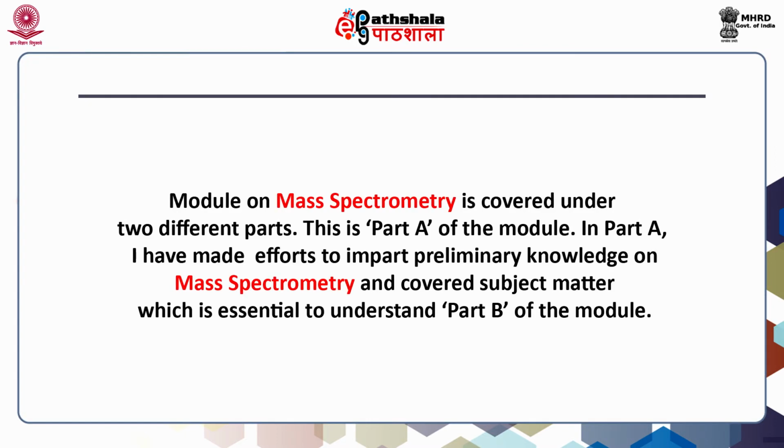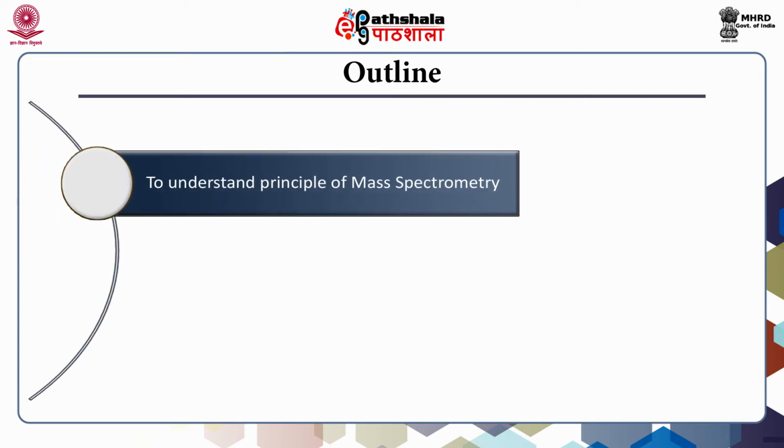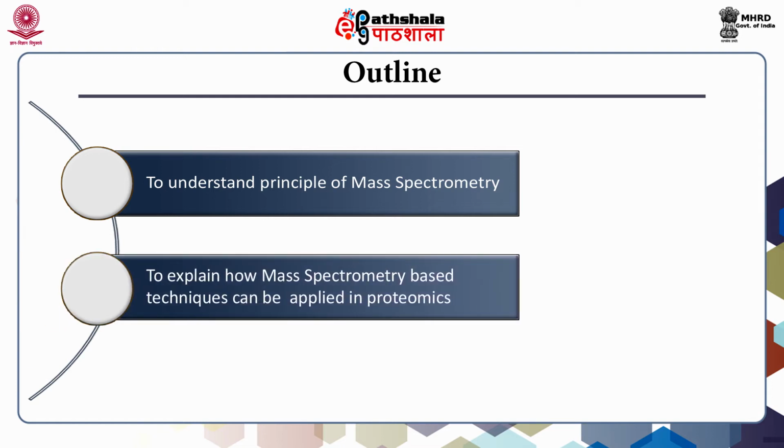The module on mass spectrometry is covered under two different parts. This is part A of the module. In part A, I have made efforts to impart preliminary knowledge on mass spectrometry and cover subject matter which is essential to understand part B of the module. In the course of my talk, I will speak on two different aspects. First of all, the basic principle of mass spectrometry, then how we can use mass spectrometry for identification and quantitation of proteins.